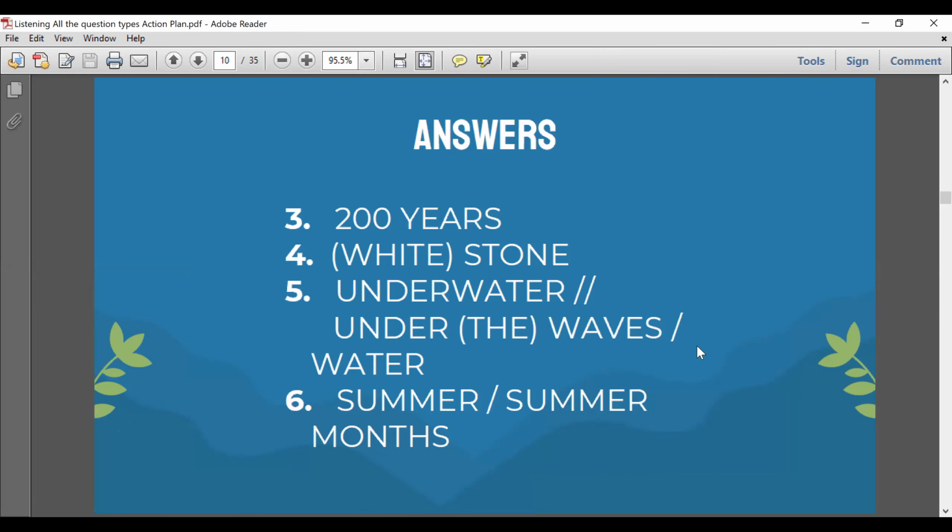So these are the answers. Kindly check out your answers across the answers that you have written. Third का answer 200 years. Fourth का white stone या सिर्फ stone होगा तो चलेगा. Fifth is underwater, under the waves, लेकिन underwater बेहतर है. Sixth is going to be summer or summer months.